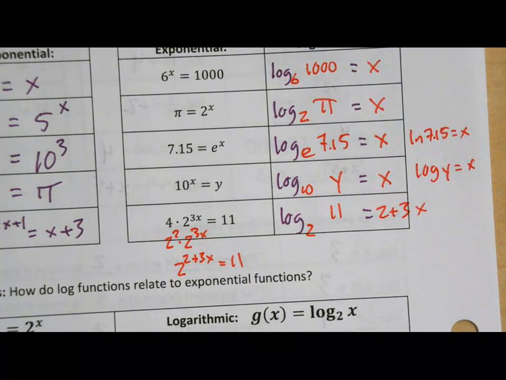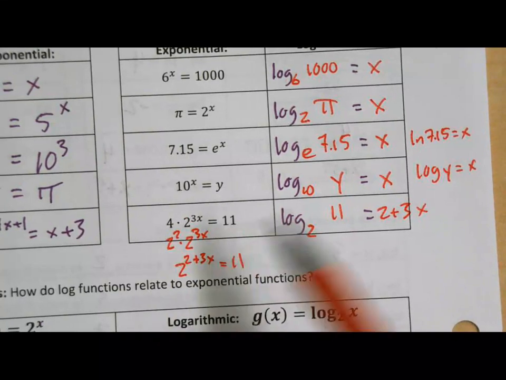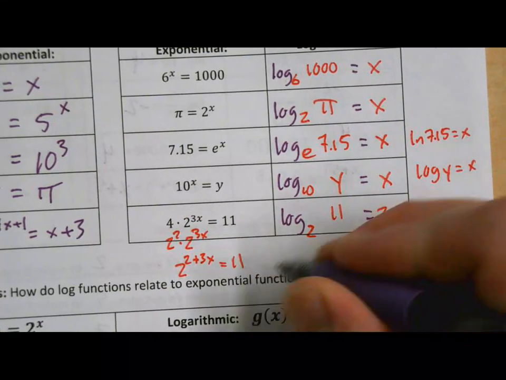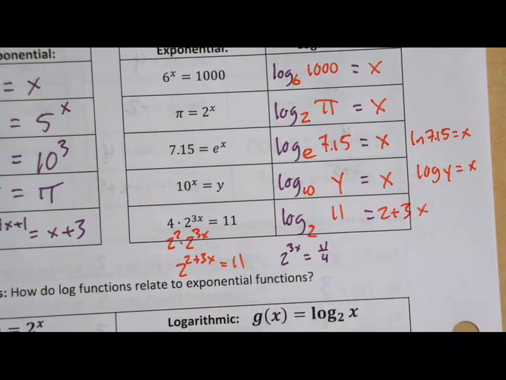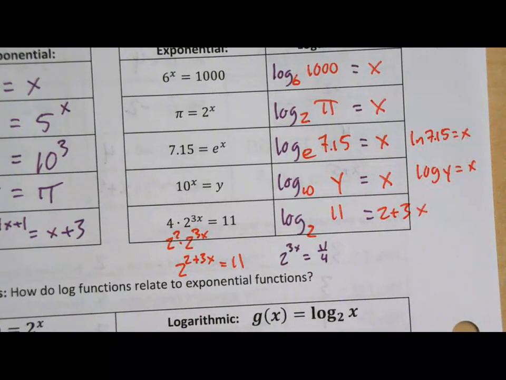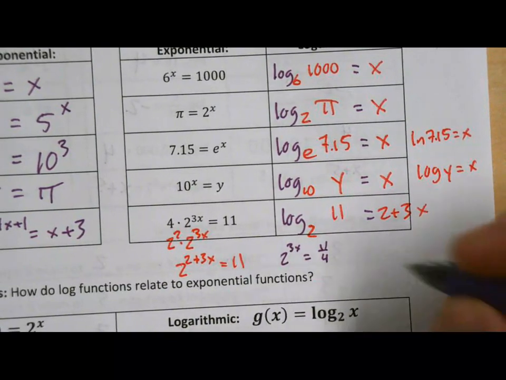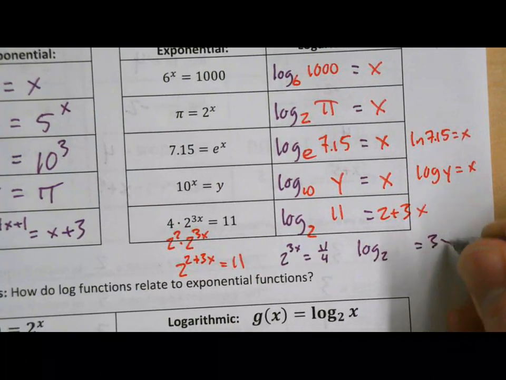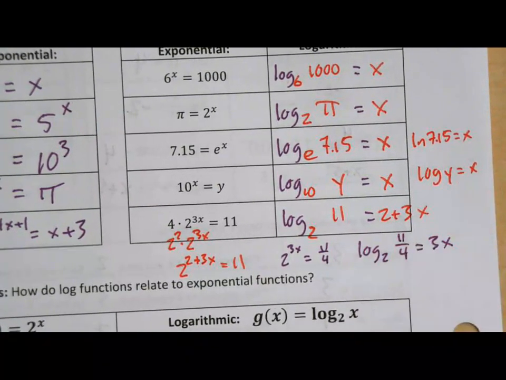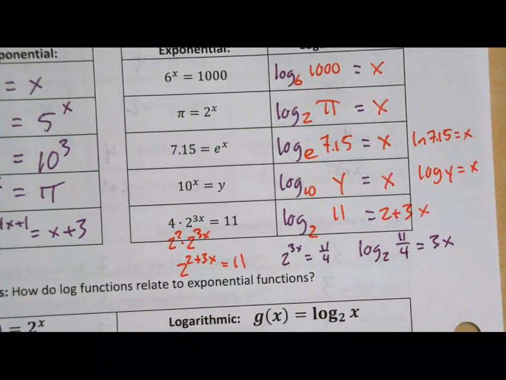Yeah, so another way to deal with this would have been to divide by 4 on both sides. So that would have gotten us 2 to the 3x equals 11 over 4. And then my base would have been 2, so log base 2. My exponent is 3x, and this would have been an 11 over 4 here. That would have been another way I could have done it.